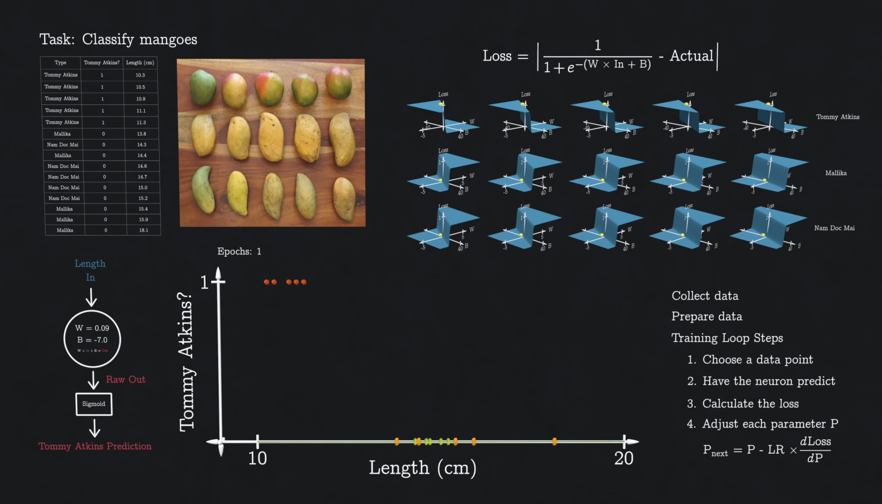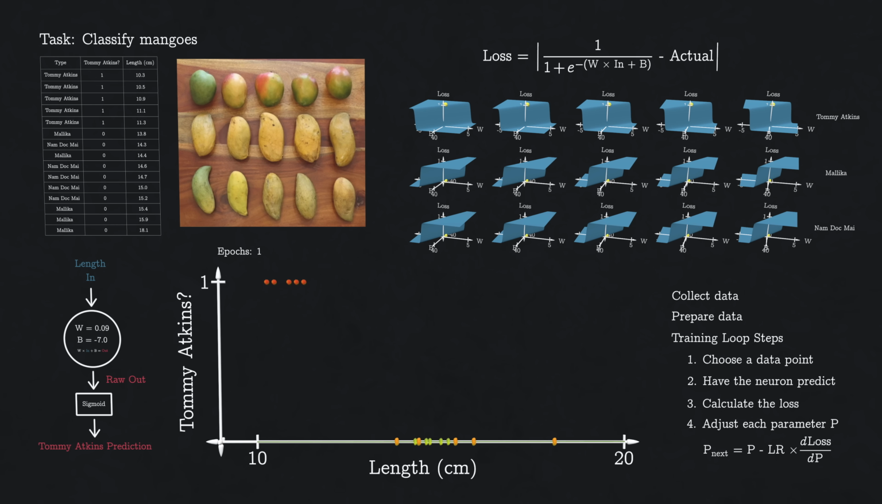and this does make it get 10 of the 15 right. And if we look at the loss surface plots, we can see that we've gone downhill for the Malika and Namdakmai surfaces, but we've actually gone uphill a little bit on the Tommy Atkins surfaces. There's just more of the non-Tommy Atkins mangoes, so the learning has favored them.